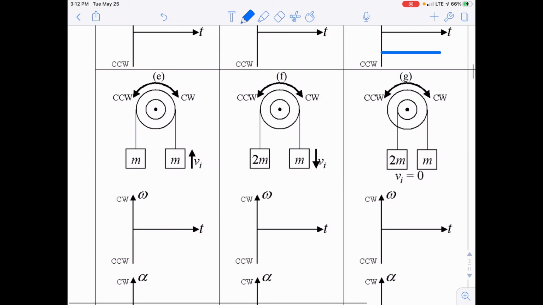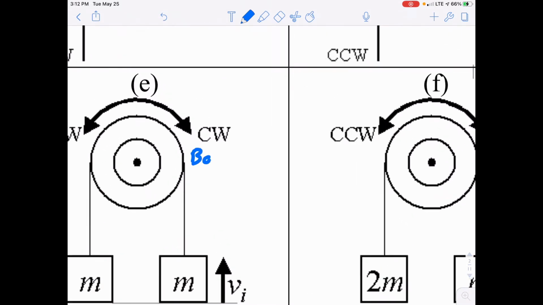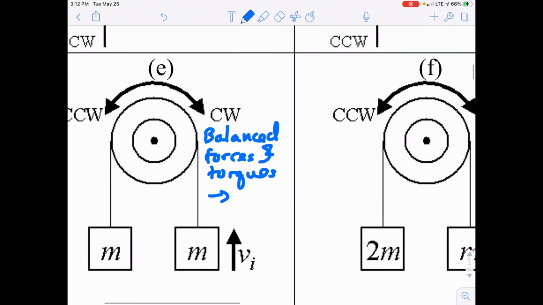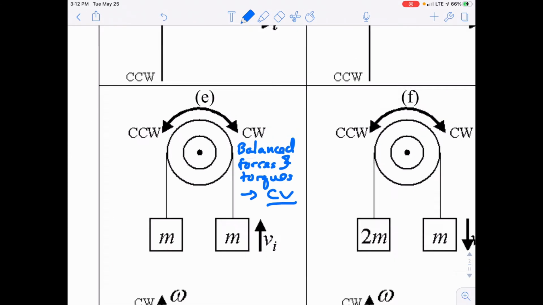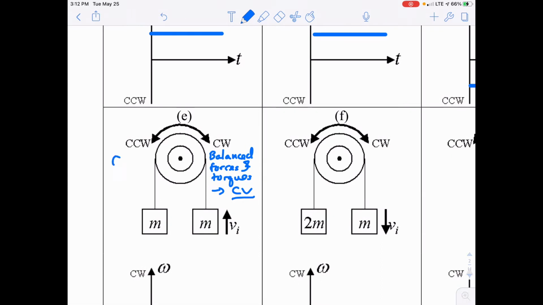Letter E. Now for letter E, you have two equal masses spaced equally apart, which means you actually have a situation here where we will end up with balanced forces, and not just balanced forces but balanced torques. So what that means is this is going to move, but it's going to move at constant velocity. So in other words, acceleration equals 0, and since acceleration equals 0, alpha equals 0. There is no alpha in this problem.